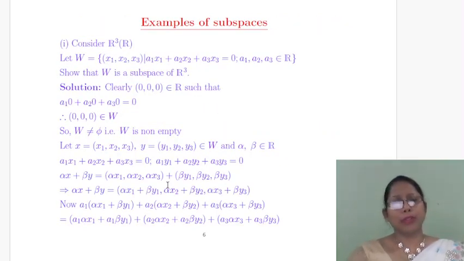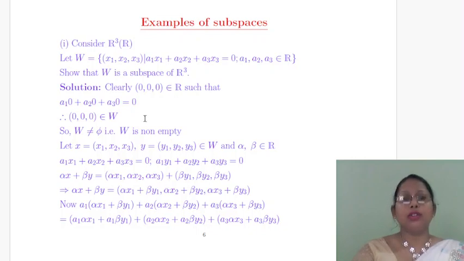Next is an example of a subspace. Consider R3 over R. Here our vector space is R3 over R, and W is the set of all tuples of the form (x1, x2, x3) which satisfy the condition a1 x1 plus a2 x2 plus a3 x3 equal to 0, where a1, a2, a3 belong to R. This shows that W is a subspace of the vector space R3 over R.